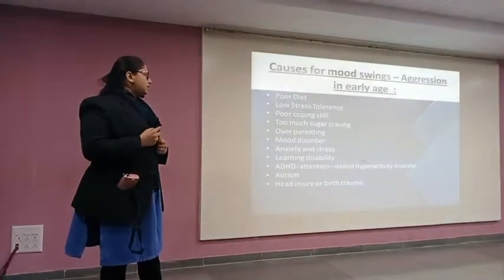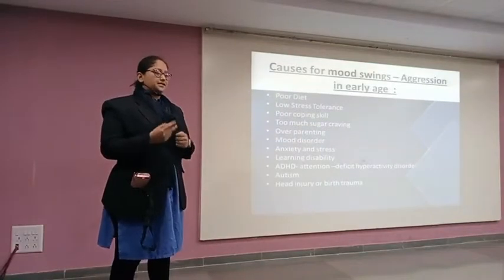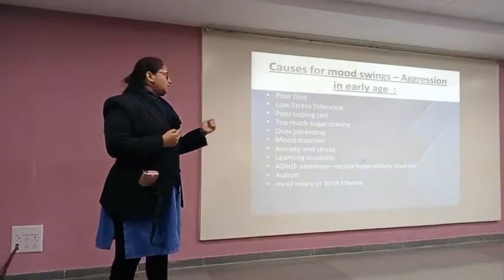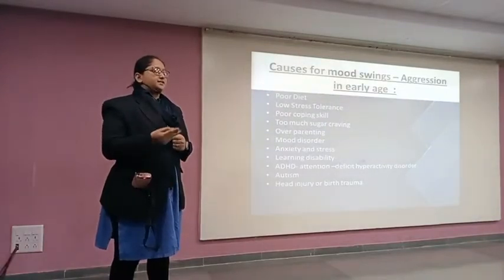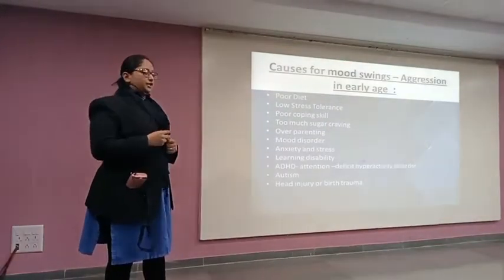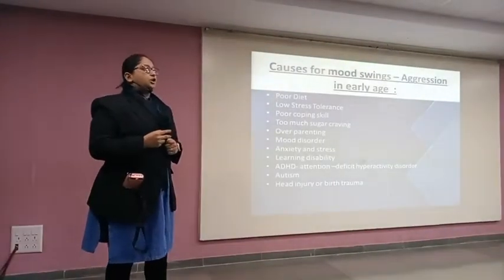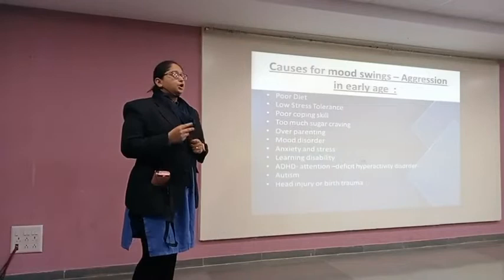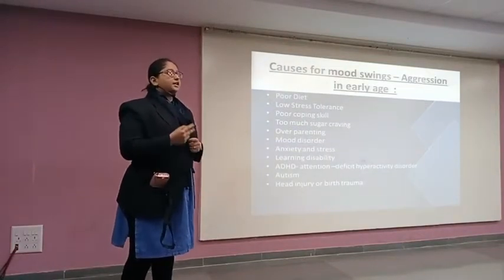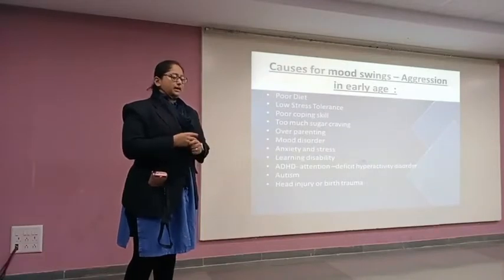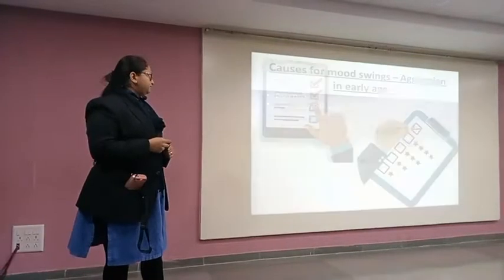Mood disorder, anxiety and stress. Due to less emotional intelligence in early age, they don't have the ability to show their anger or anxiety and stress. Learning disabilities, ADHD child, autism. An autistic child has a problem communicating their feelings to the world. They cannot understand what is happening around them. Head injury or birth trauma.